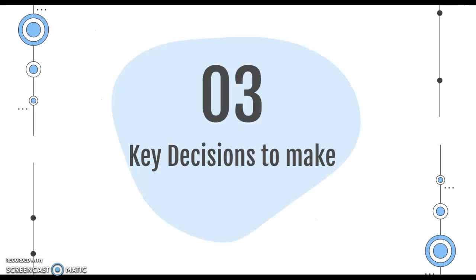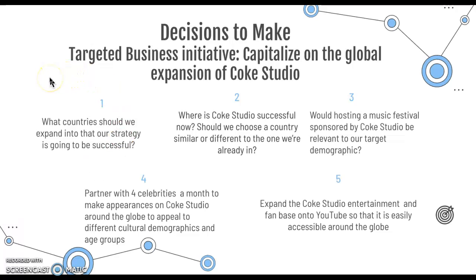3, we have key decisions to make. So first of all, we want to target the business initiative that capitalizes on global expansion of the Coke Studio. So 1, we have to decide what countries should we expand into that our strategy is going to be successful. Where is Coke Studio successful now? How should we choose a country similar or different to the one we're already in? So the one they're really popular in is Pakistan. So do we choose a country that has a similar culture to Pakistan that we think it'll be successful, or go completely different? 3, would hosting a music festival sponsored by Coke Studio be relevant to our target demographic?